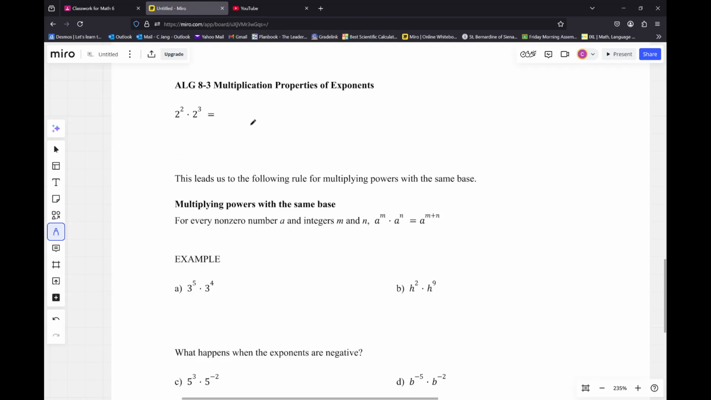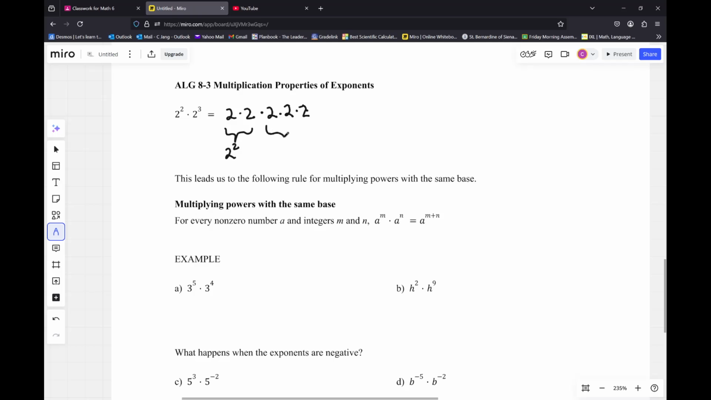So here what we have is 2 squared times 2 to the third. And remember, an exponent, or power, just means that you're taking the base and multiplying it by itself the exponent number of times. So 2 squared would be 2 times 2, times, because we're multiplying right here, 2 to the third, that would be 2 times 2 times 2.